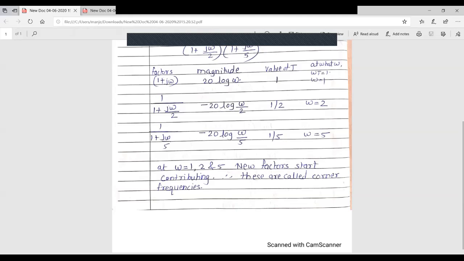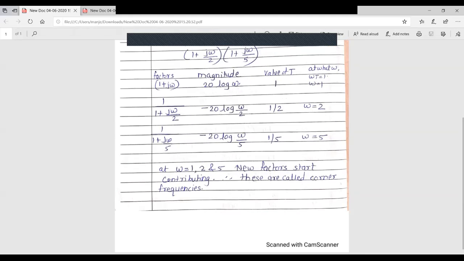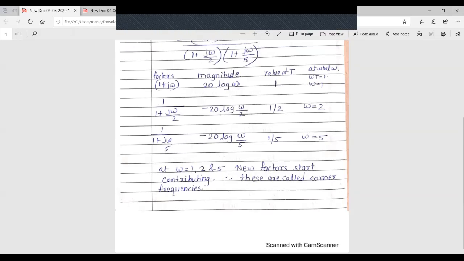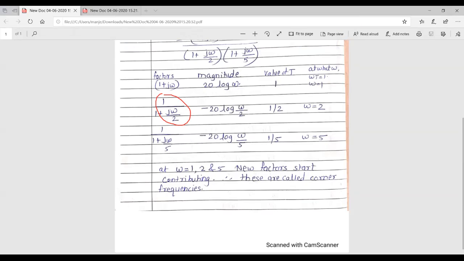The significance is that at omega equal to 1, this factor will start contributing. At omega equal to 2, this factor will start contributing, and at omega equal to 5, this factor will start contributing. So from the initial value of omega up to 1, there is no factor contributing. At 1, this will contribute. From 1 to 2, only this one will contribute. From 2 to 5, these two together will contribute, and after 5, all three together will contribute. So this is the significance of corner frequencies.